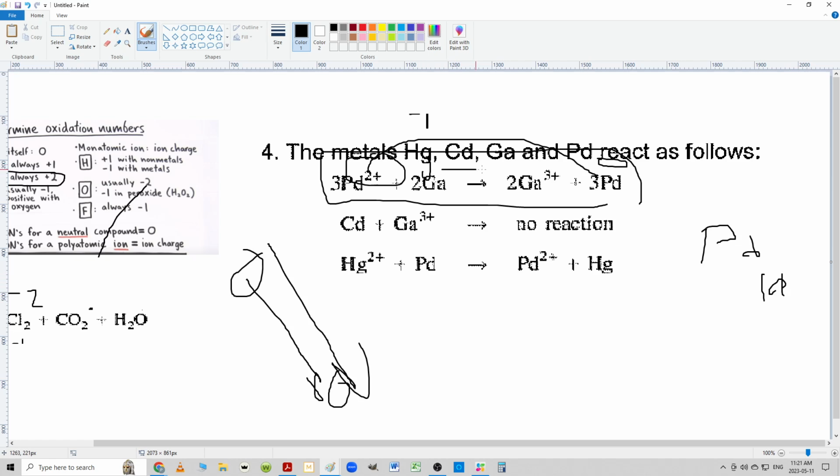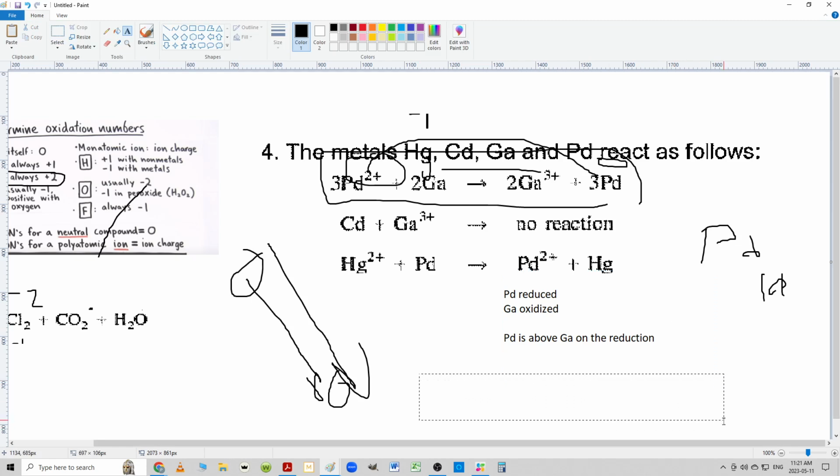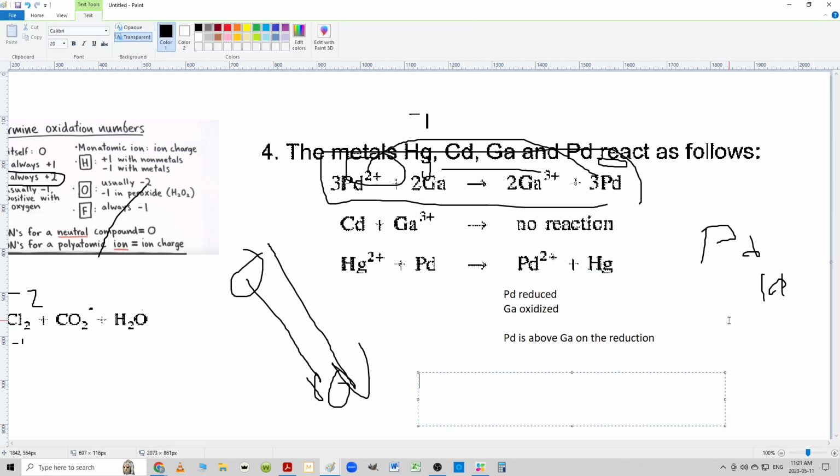And if this went from 0 to plus 3, it went up. The only way that could happen is if I lost 3 electrons. That means GA oxidized. And PD reduced. The only way this can happen is if PD has a higher reduction potential, is above GA on the reduction table. So if I were to write it, how many electrons did PD gain? PD went from 2 plus, it gained 2 electrons, and it became PD0.